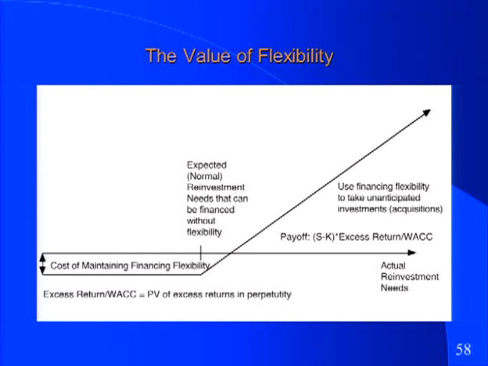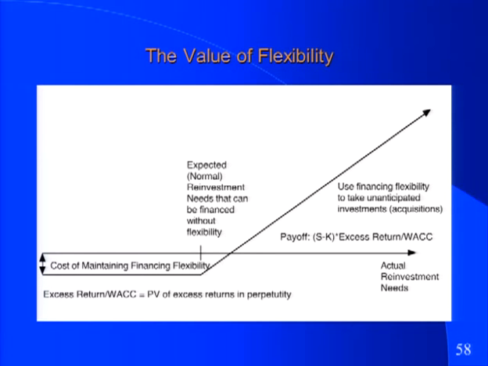What you want the excess debt capacity for is if your actual reinvestment needs, for whatever reason, a new acquisition, a big project, a downturn in the economy, exceed that expected need, you want to use the debt capacity to cover that difference. That's the option you're getting: by holding back below your optimal, you're saying, hey, I can draw on that excess debt capacity to cover the difference, and if I cover the difference, then I'm going to be able to take all these projects I otherwise would not have been able to take.